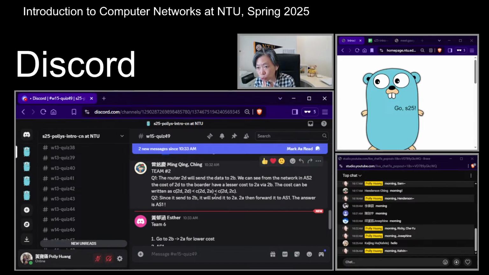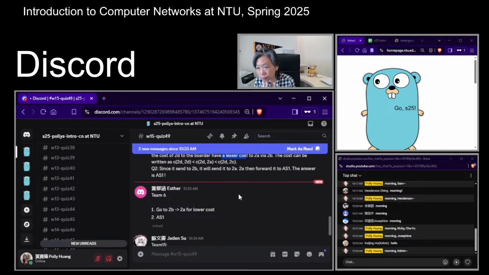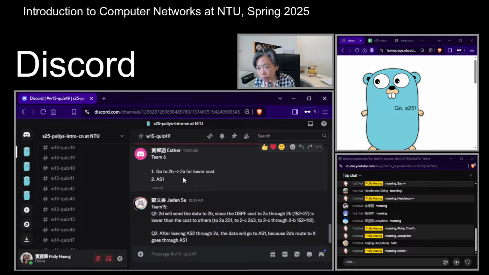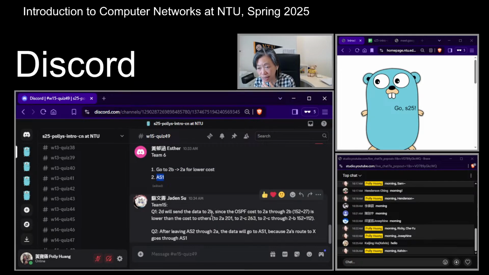Let's see, Team 2. We'll send the data to 2B. The cost from 2D to 2A via 2B is the lower one. It sends to 2B, it will send it to 2A. 2A then forwards it to, very good. Yeah, it goes all the way, 2B to 2A. And the next AS hop is AS1.